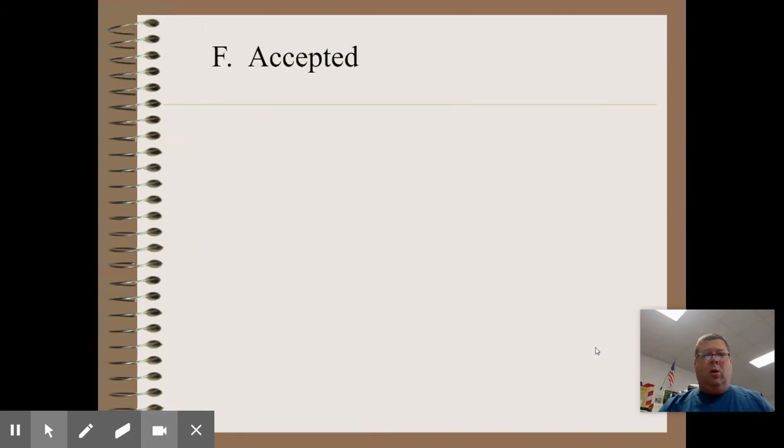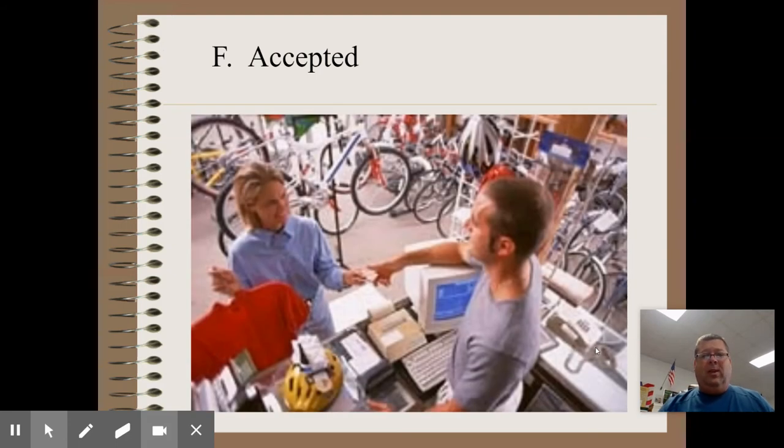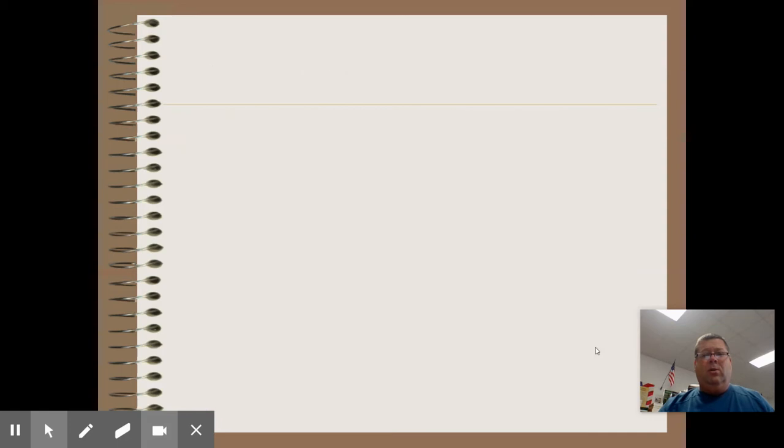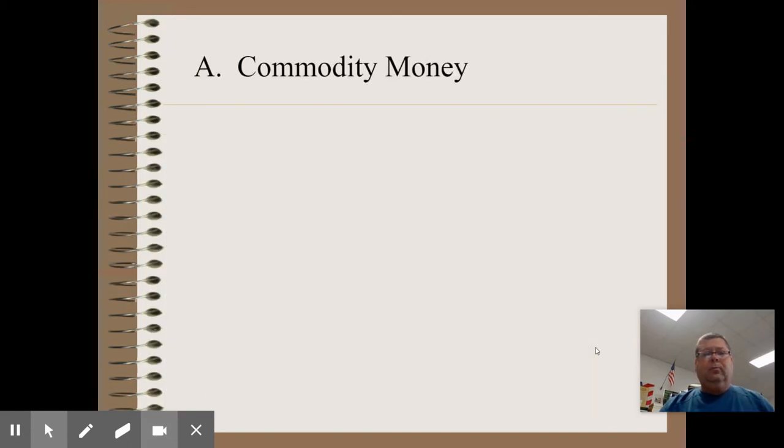And going on, accepted here, money must be accepted. We are on the fiat monetary system, which I'll talk about in just a second. Types of money, these are the three types of money. A lot of people don't realize there's three types of money, but we'll look at those.